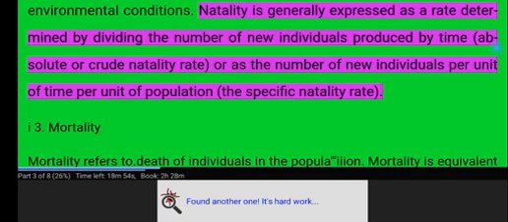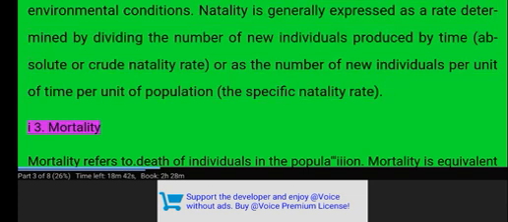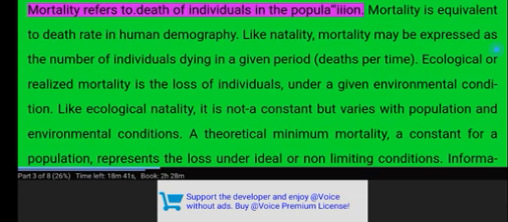Natality is generally expressed as a rate determined by dividing the number of new individuals produced by time, the absolute or crude natality rate, or as the number of new individuals per unit of time per unit of population, the specific natality rate. 3. Mortality. Mortality refers to death of individuals in the population.